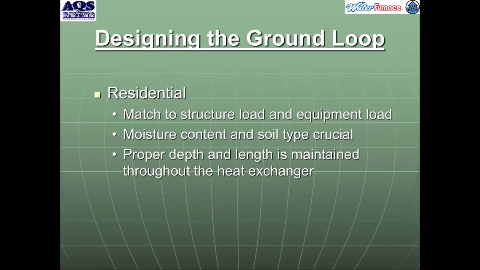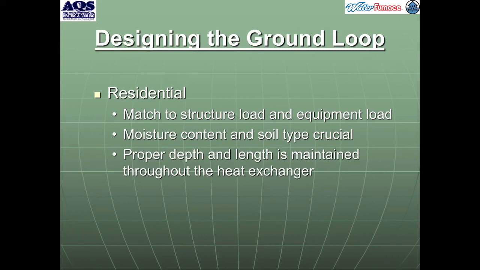And this is something that is a problem on any type of heat pump system. The bigger the heat pump, the more heating capacity, but it also gives you more cooling capacity, and we may not necessarily want that. The proper depth and length is maintained throughout the heat exchanger. That has to be. So in other words, the loop field can't be 3-4 feet in some areas and 8 feet in other areas. So you want to try to maintain that.